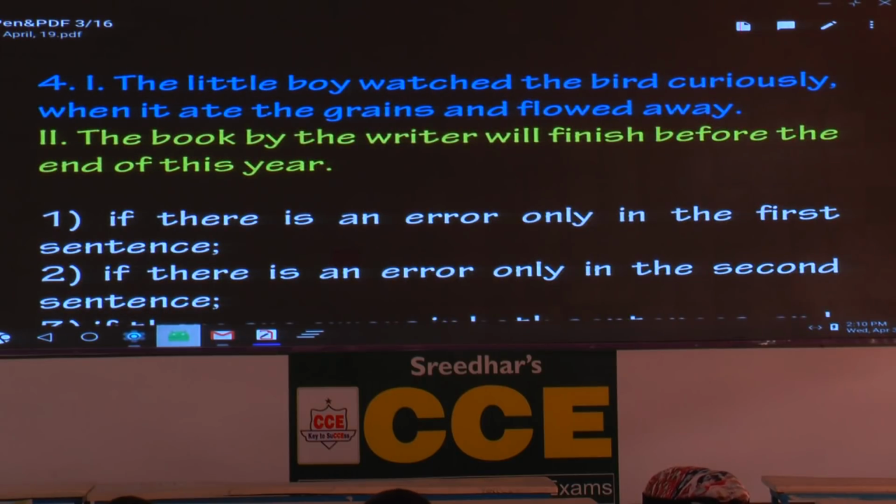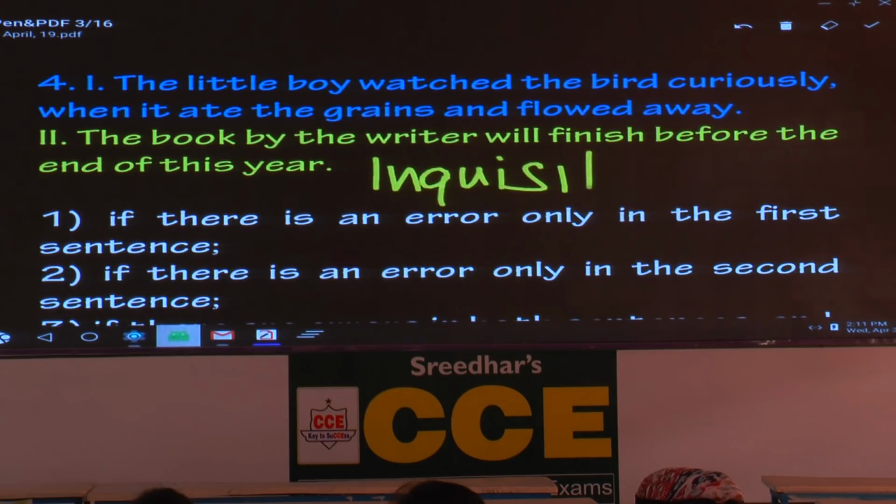The little boy watched the bird curiously. Underline the word curiously. Children are always curious. But there is a better word. Please write the word. Inquisitive. Children are always inquisitive. It means curious. It means the same.